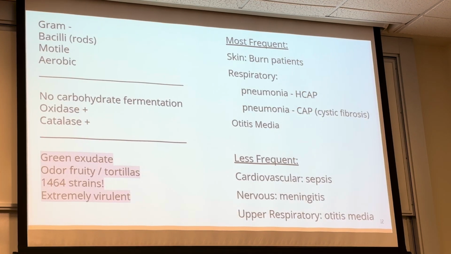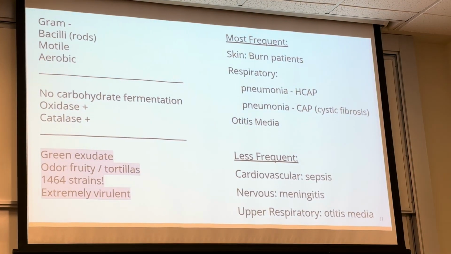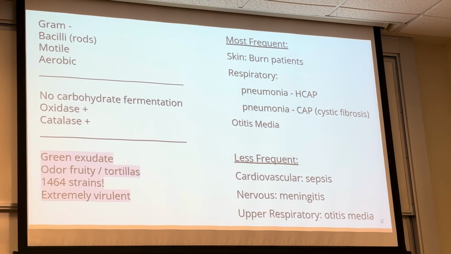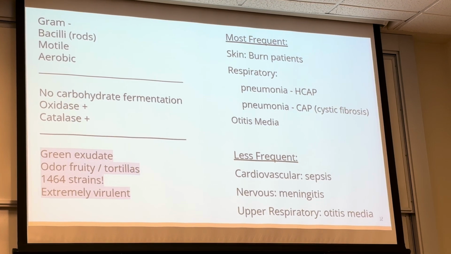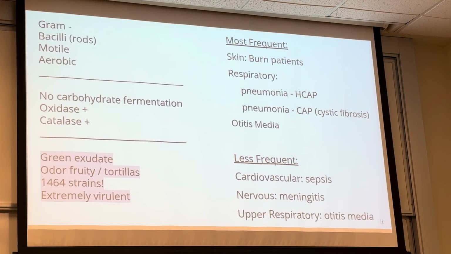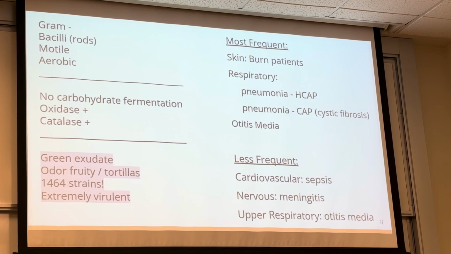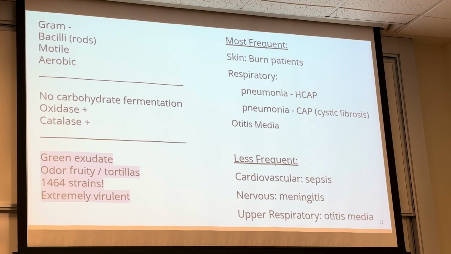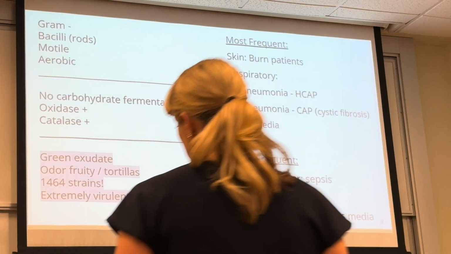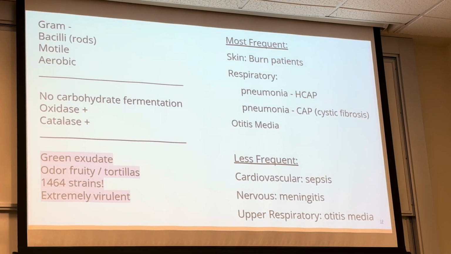Okay. So go ahead and write this one down. It's a gram negative, it's a bacilli or rod, it's motile, we know that because it has a flagella. It's aerobic, so it does what we do. It has to have oxygen, like we have to have oxygen. It doesn't undergo carbohydrate fermentation. You'll understand what that means on Tuesday. It's oxidase positive and catalase positive. You'll know what that means soon.